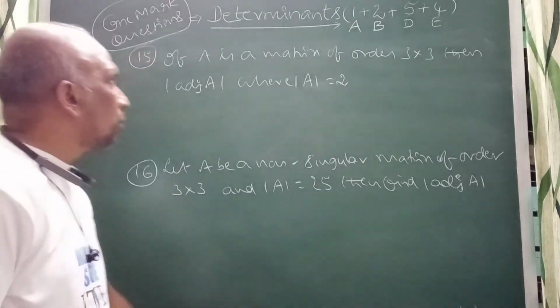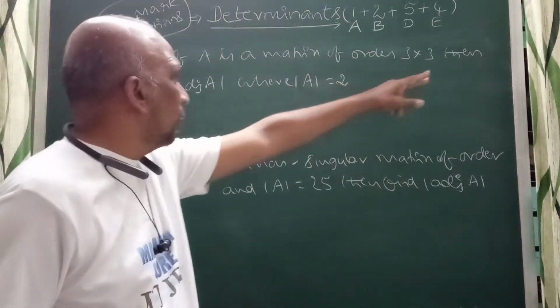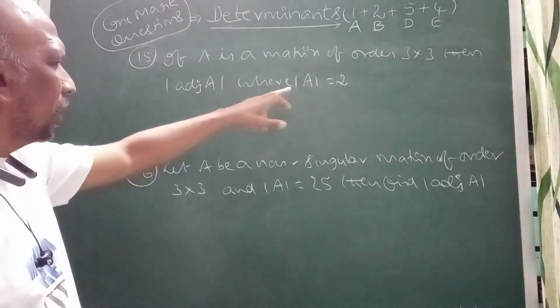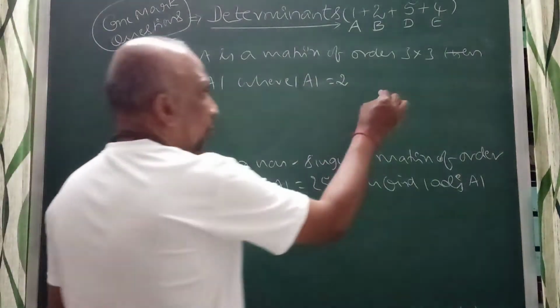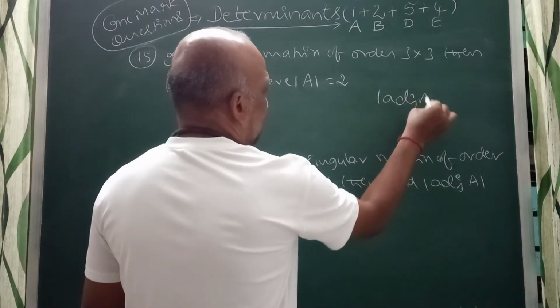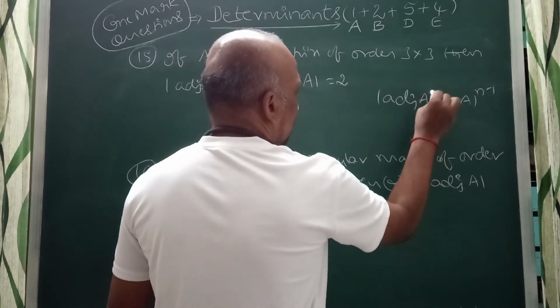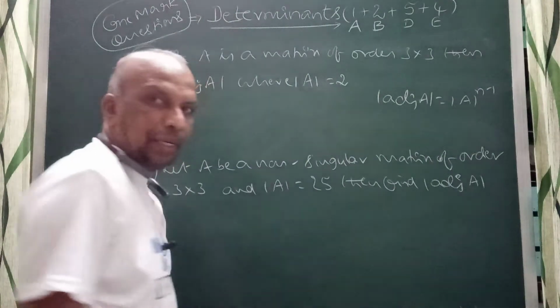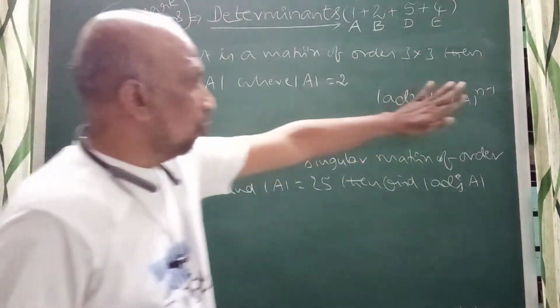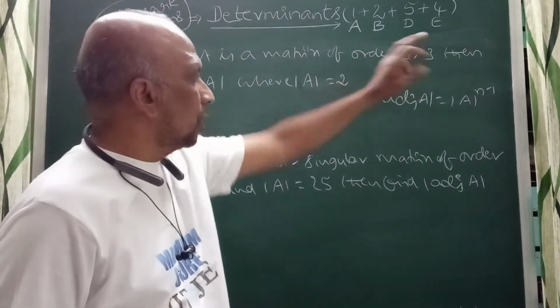Now see in this problem, they have given A is a matrix of order 3 by 3, then det of adjoint A where det A is equal to 2. We have a formula. When they are asking det of adjoint A, it is det A whole power n minus 1, where n is the order of the matrix. Here they have given 3 by 3.